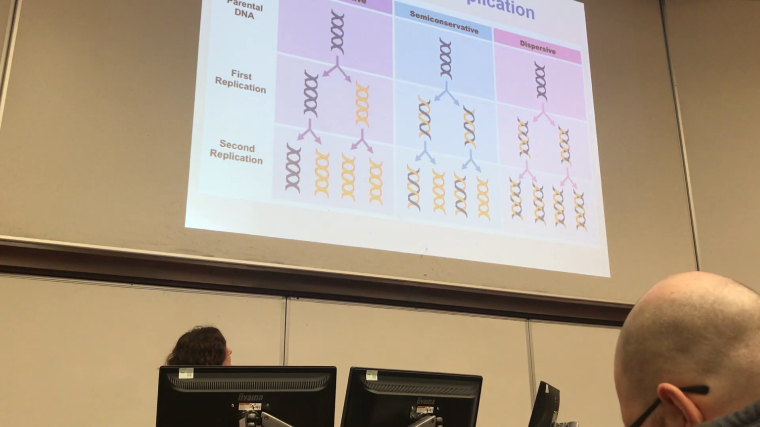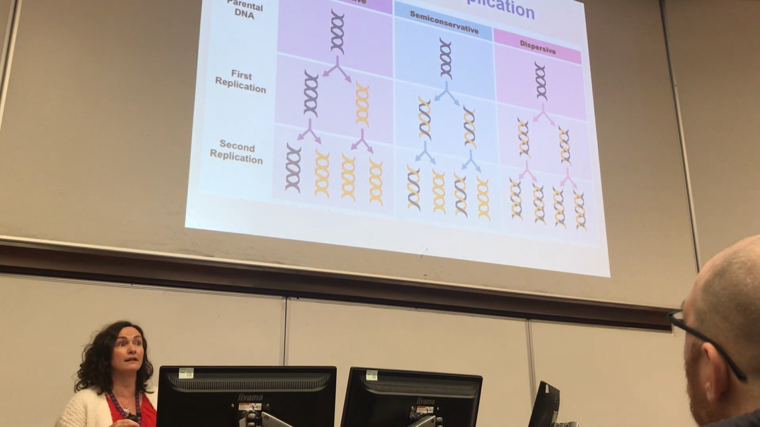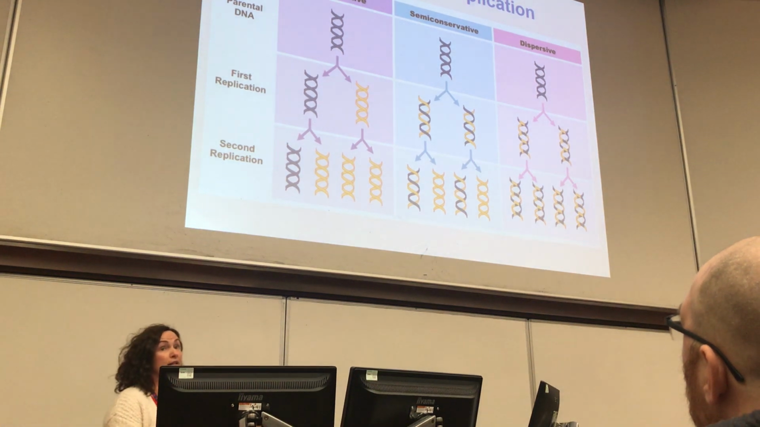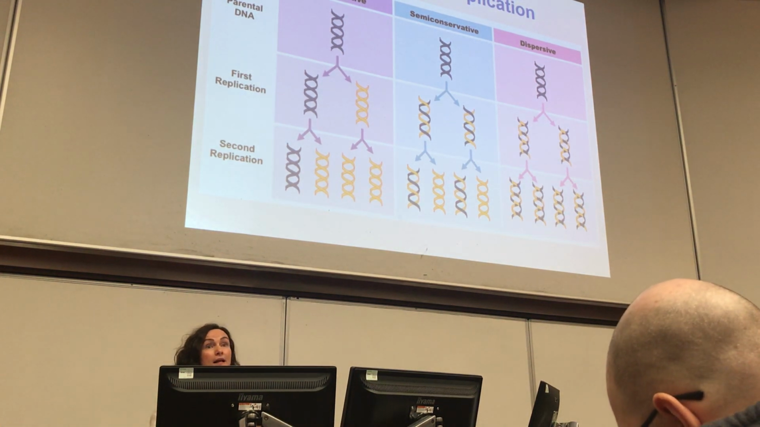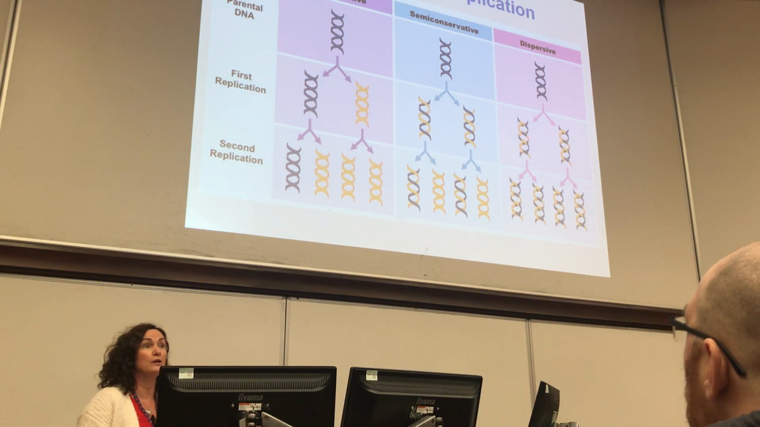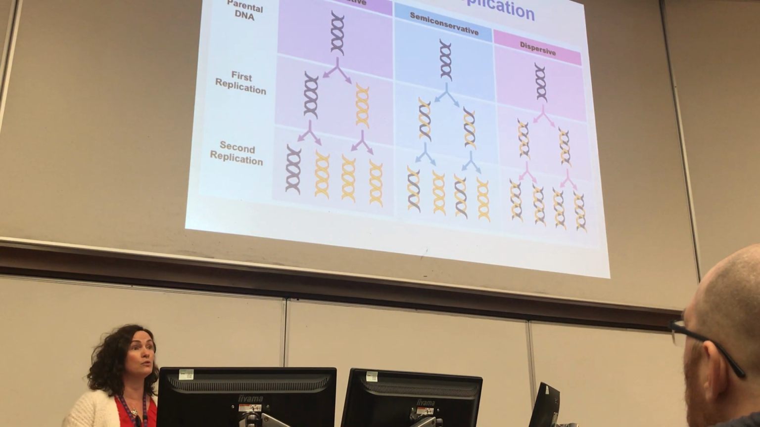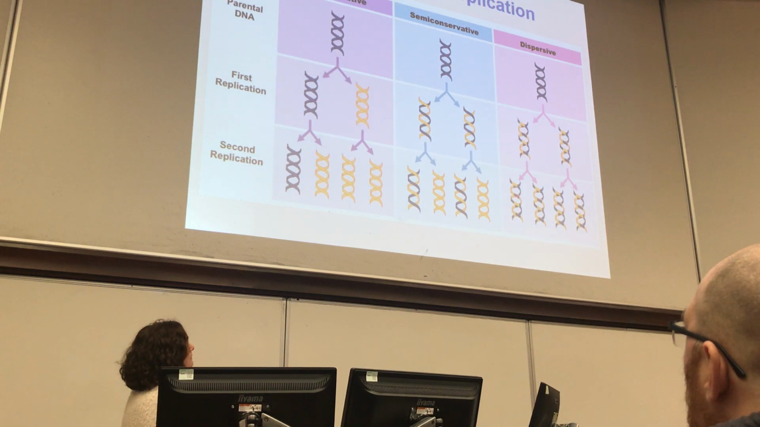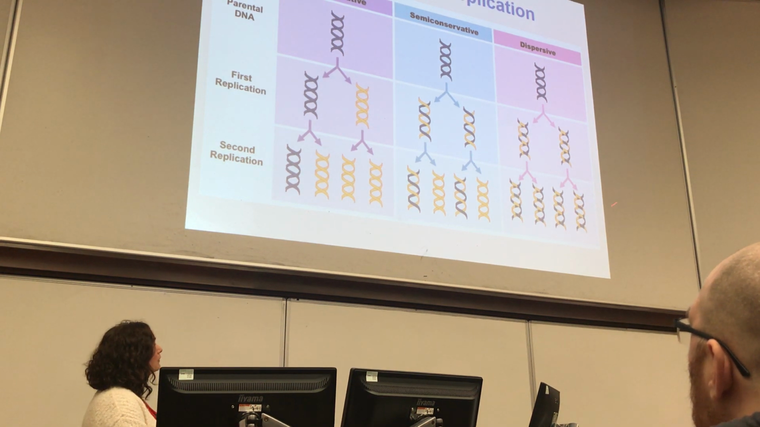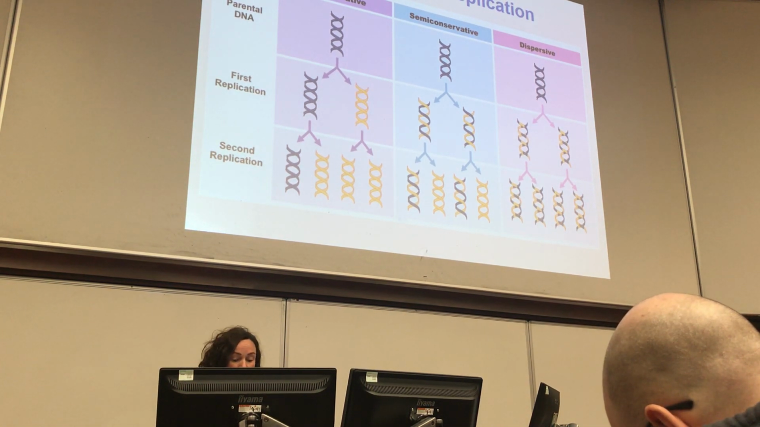And then there's also this dispersive one, where basically what was postulated was that the DNA helix stayed as a helix and then got fragmented up and still acted as a template for the synthesis of new strands or daughter molecules, and then somehow it was reassembled all together so that you had, as the name suggests, parental DNA interspersed or dispersed with the new daughter strands as well. So they were the three models that were proposed at the time.